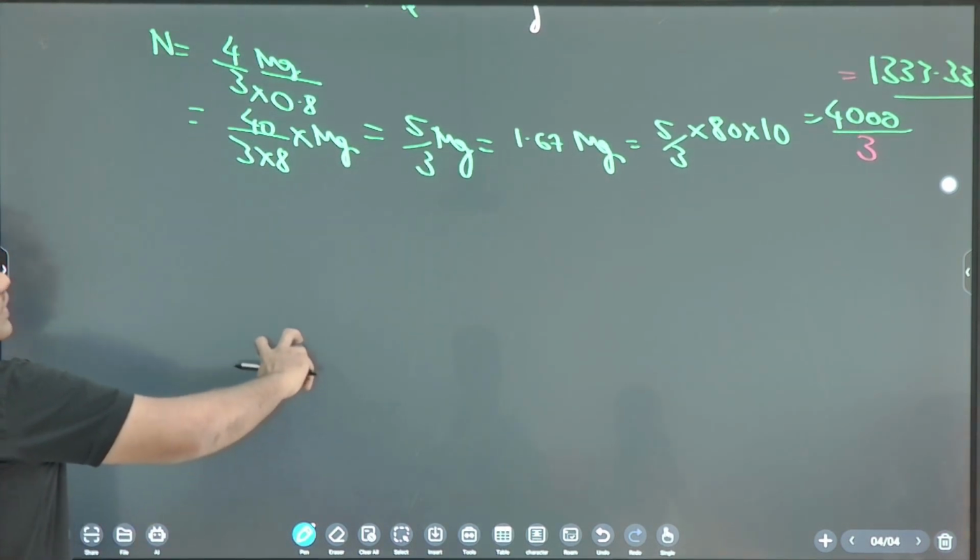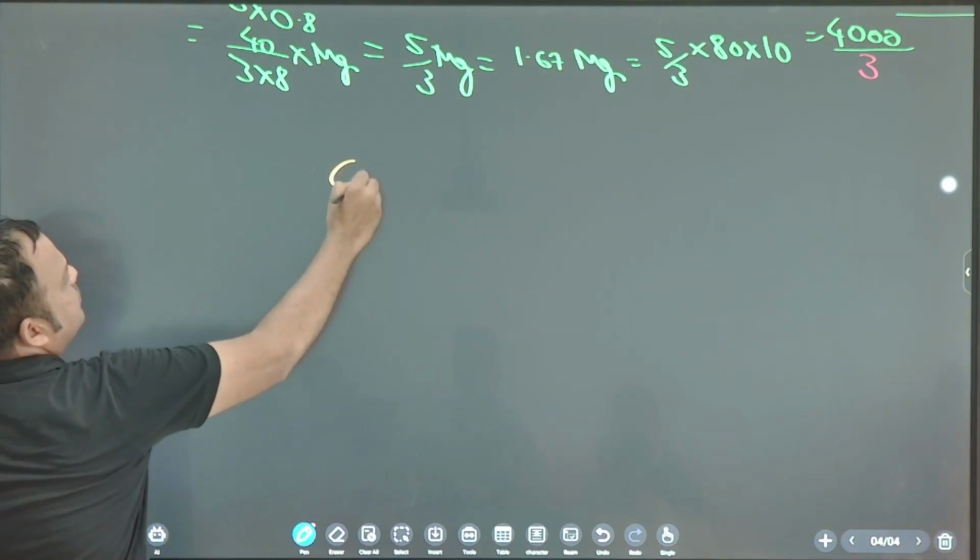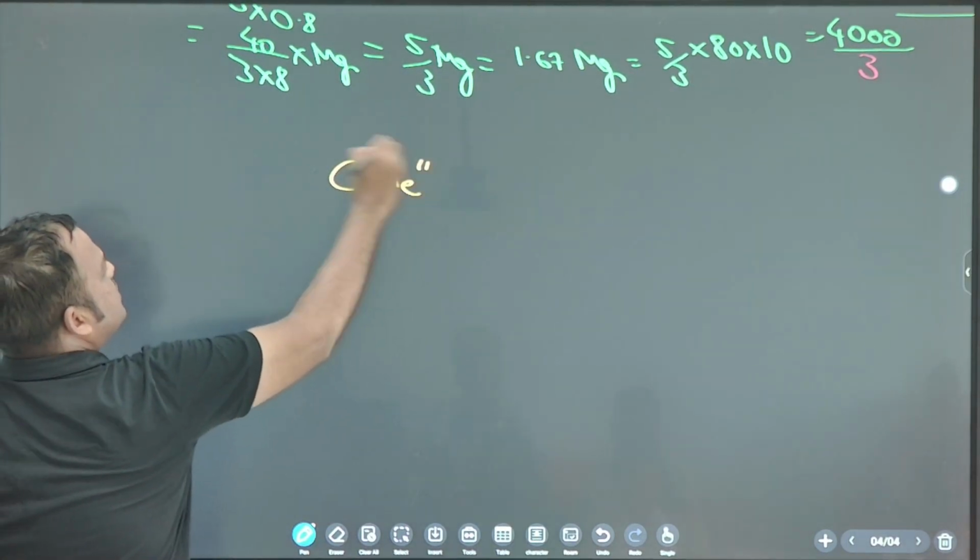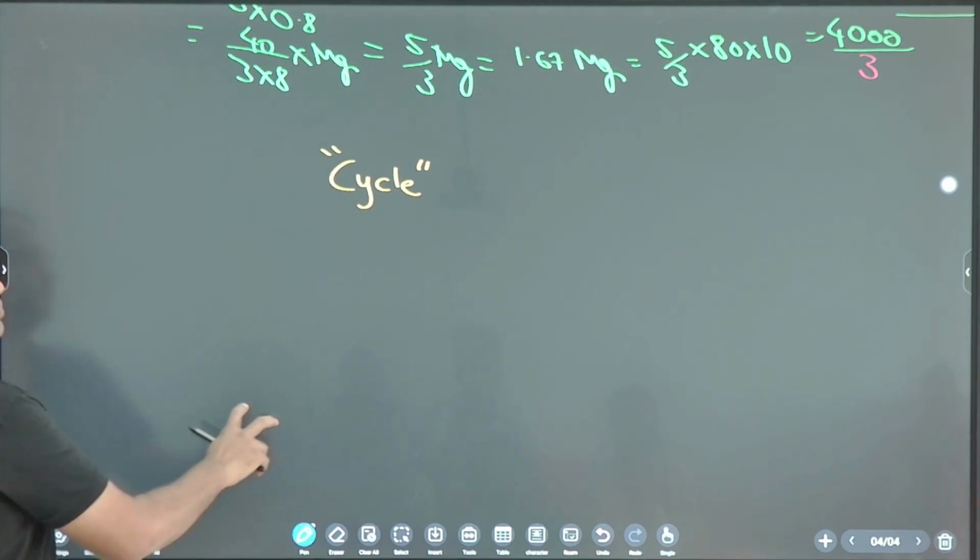Now let's discuss the cycle. So the cycle is also important. Generally I discuss this in rotational motion, bicycle.